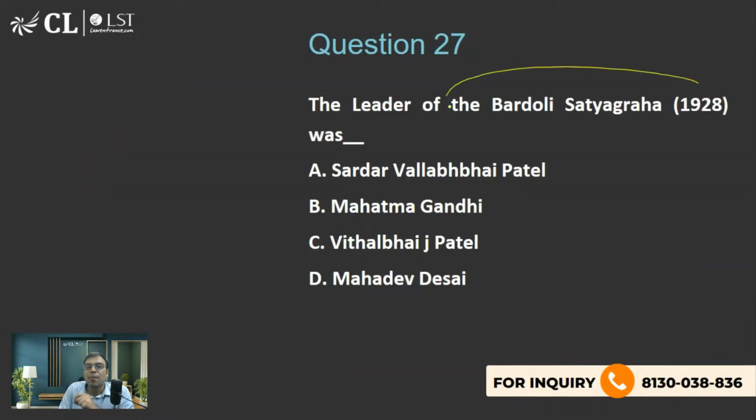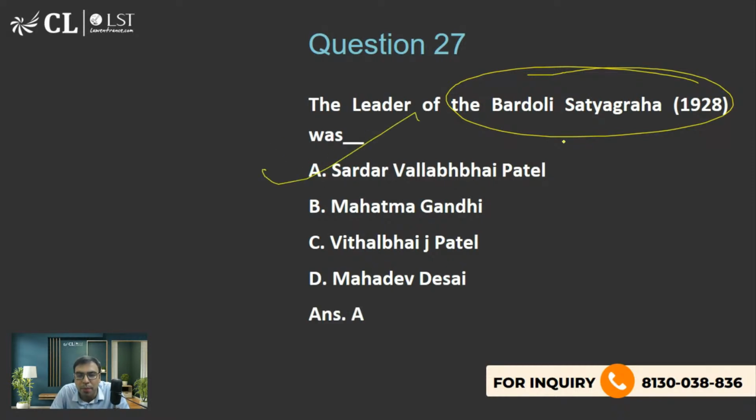The next is the leader of Bardoli satyagraha. Sardar Vallabhbhai Patel, Mahatma Gandhi, Vithalbhai Patel, Mahadev Desai. In the Bardoli satyagraha, there were other people too, but the main prominent personality is Sardar Vallabhbhai Patel. So A is the right answer to this question.